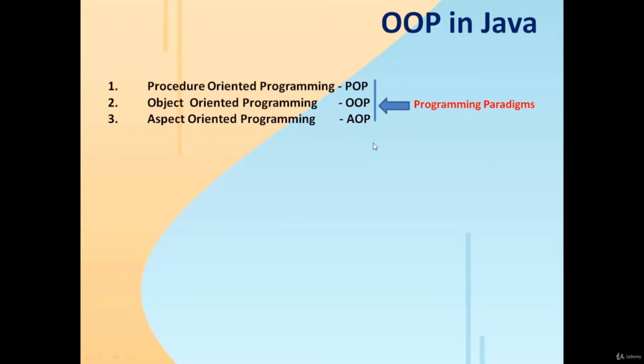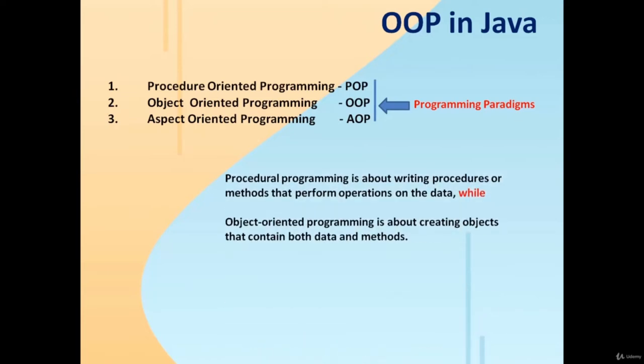Any program, if you talk about, may contain mainly two parts. One is data and the other one is function or method. Procedure-oriented programming is based on data as well as functions, but the data and the functions are treated separately. That's what procedural-oriented programming is. Procedural programming is about writing procedures or methods that perform operations on the data. So data is one part and method is another part.